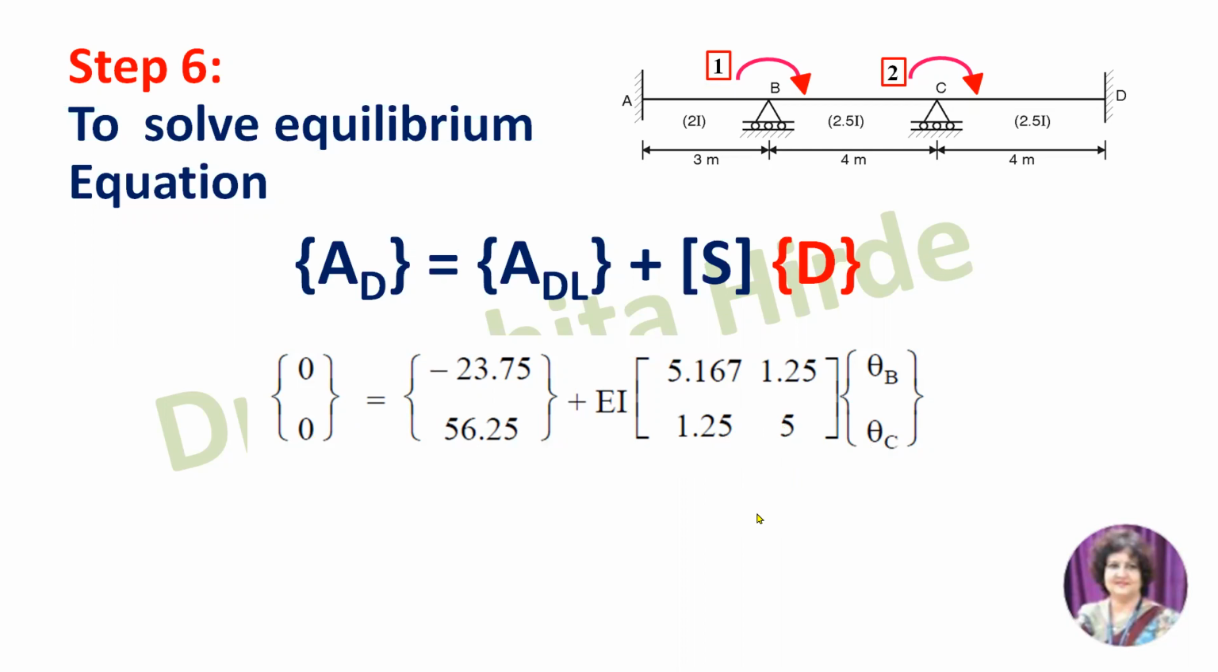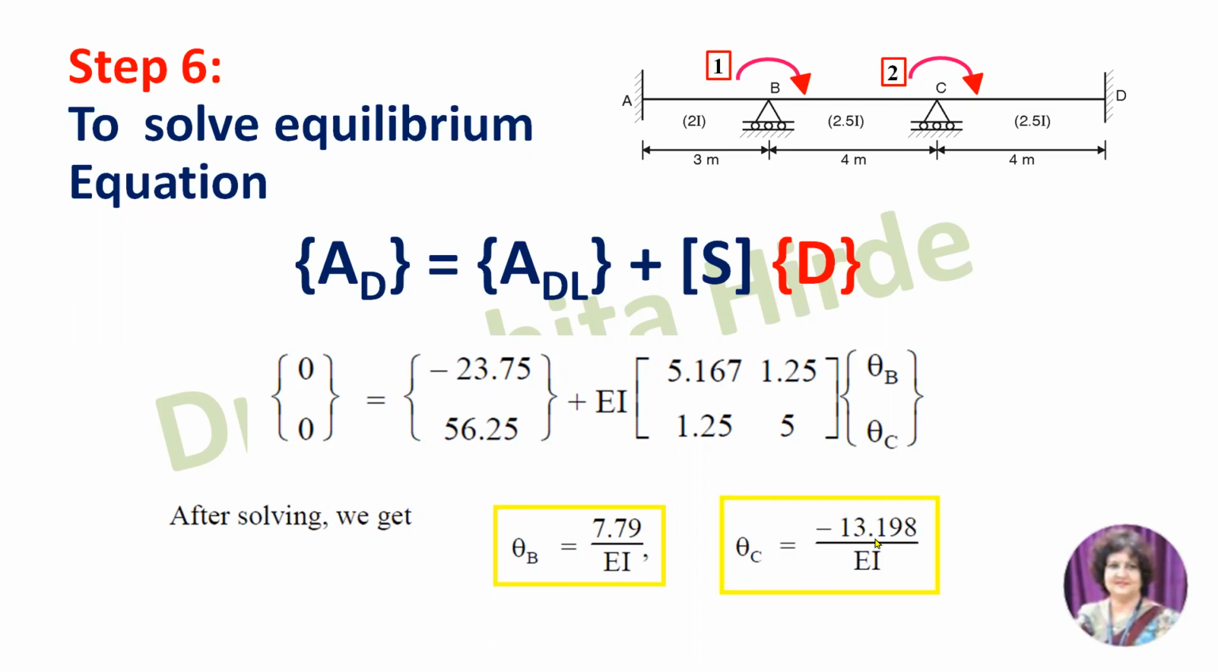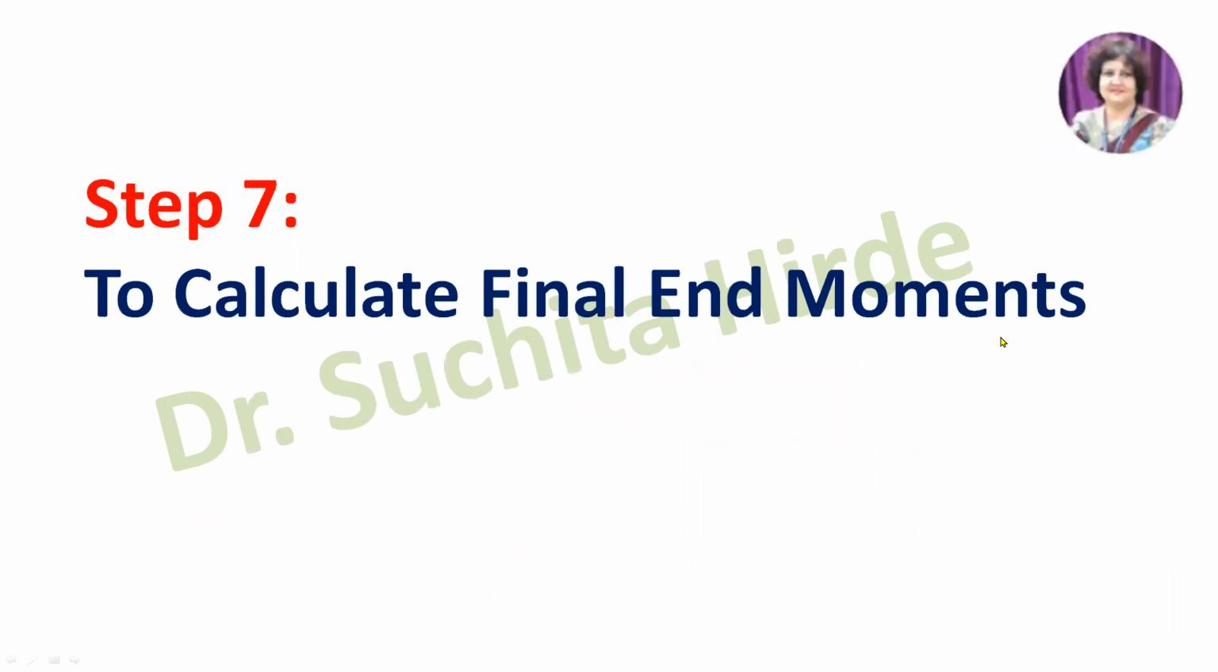So you can write these two simultaneous equations and calculate the values of theta B and theta C, by Gauss elimination or by simultaneous equations. After solving, we get theta B as 7.79 upon EI and theta C as minus 13.198 upon EI. Once you calculate these unknown displacements, the D matrix, the next step is to calculate the final moments MAB, MBA, MBC, MCB, MCD and MDC. These moments we calculate using the slope deflection equation. So this step is to calculate final end moments.